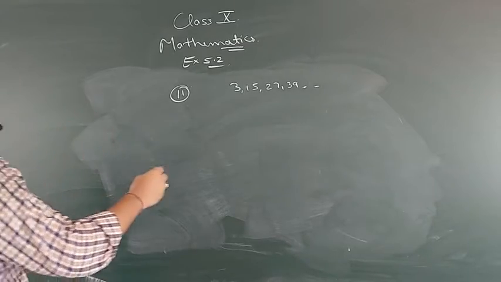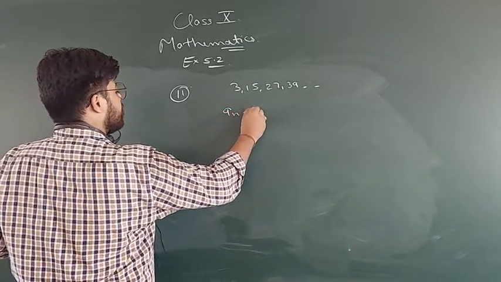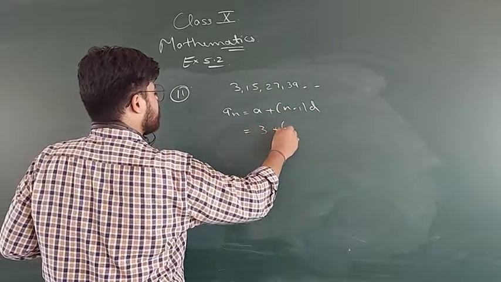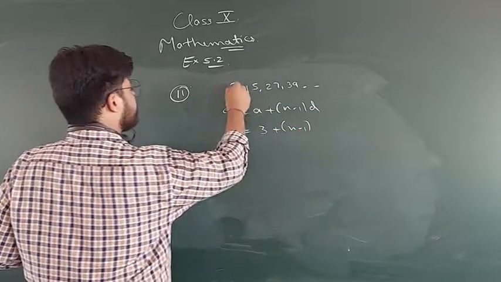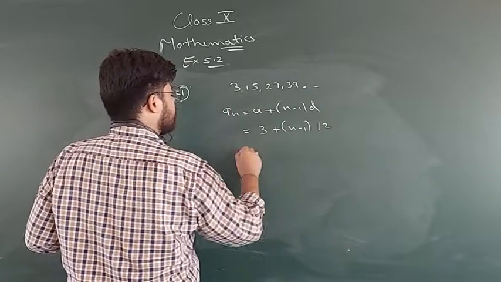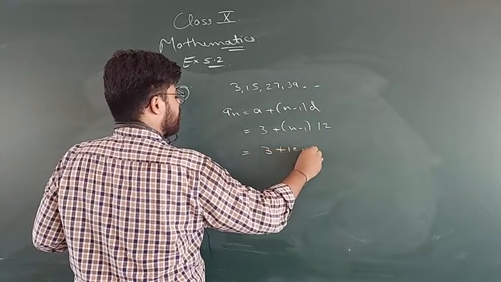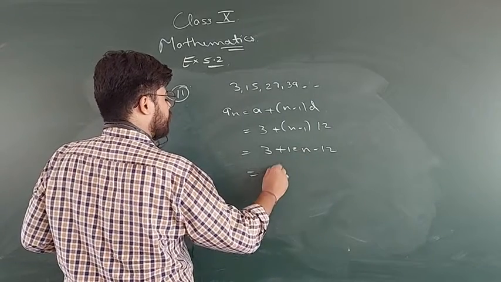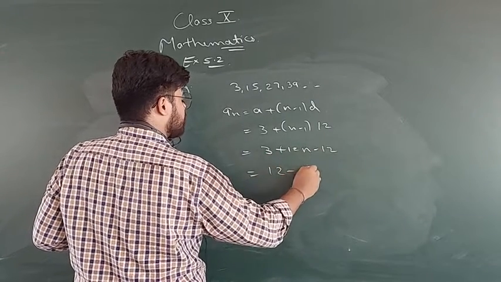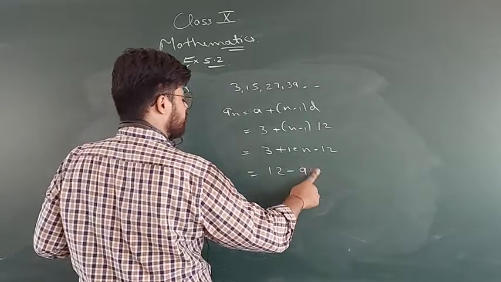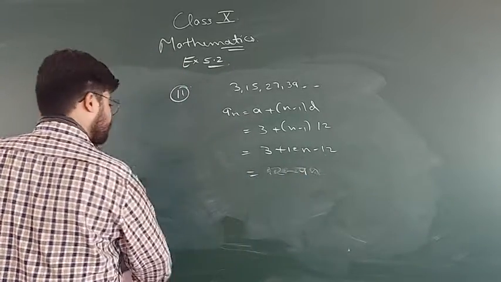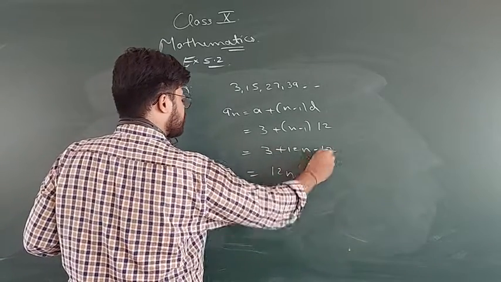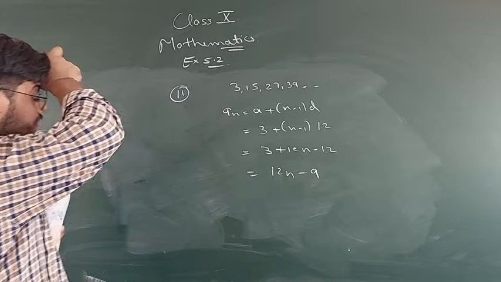Okay, first I will find the AN. What is the AN? A plus (n minus 1)D. A is 3 plus (n minus 1). D is what? 15 minus 3, 12. So 3 plus 12n minus 12. Now 3 minus 12 is minus 9. So 12n minus 9, this is your AN.